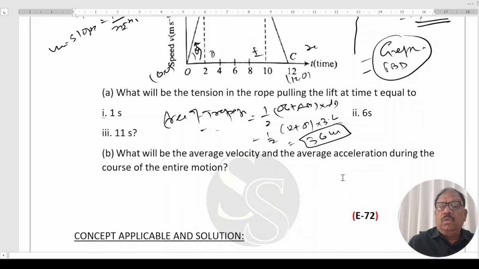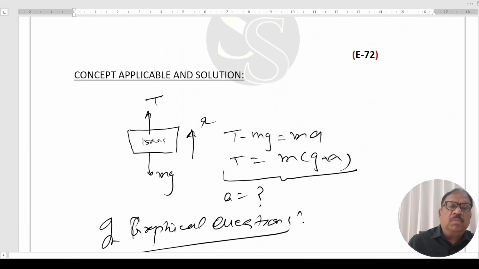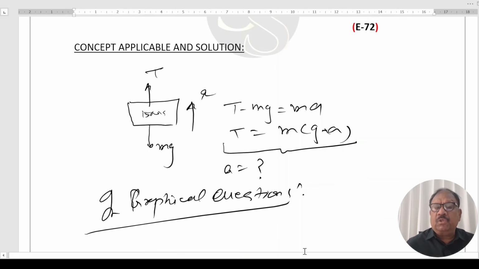This is all about the very basics regarding free body diagrams. Tension is in the string, weight always acts downward, and the acceleration is upward as the lift is moving upward, so T minus Mg is equal to M into A. In three different cases, we have found T1, T2, T3. Right? Next question.